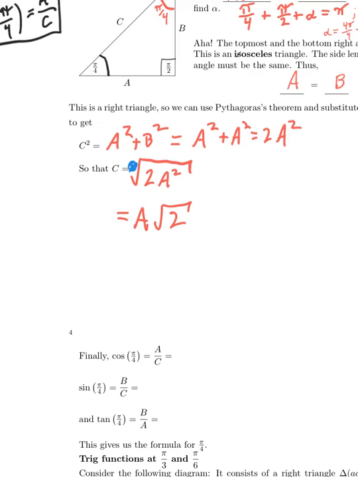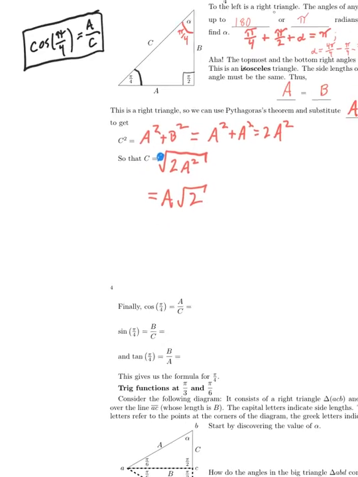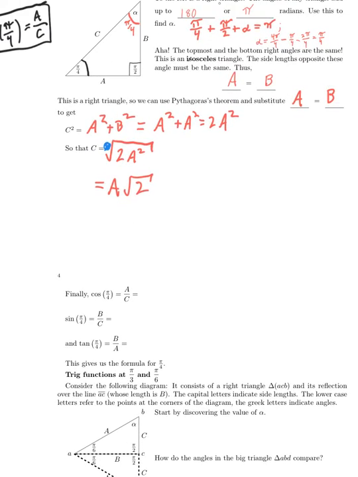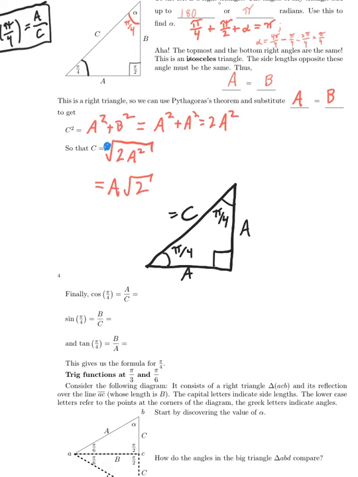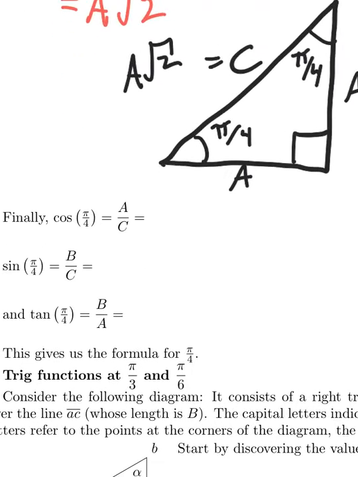Oh, so now I'm basically done, right? So remember, on the paper version of the notes, this is a new page. So I'll redraw the triangle that we have. Pi over 4, right angle, pi over 4, A, C. And I know what C is. C is equal to A times the square root of 2. So now we can figure out what the various trig functions are.